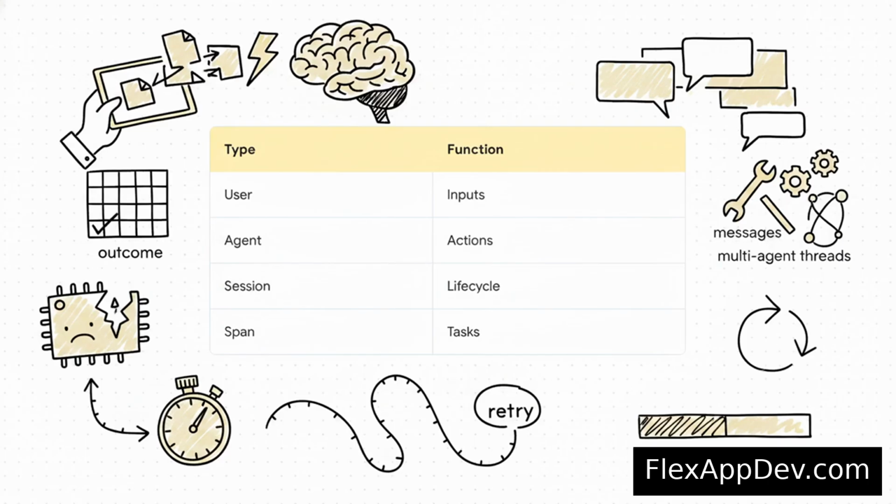Third are session events. These are your lifecycle updates. Did the agent hit an error? Is it stuck in a retry loop? Is it just idling? This keeps your app perfectly in sync.